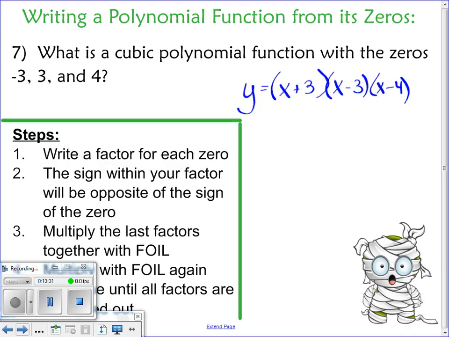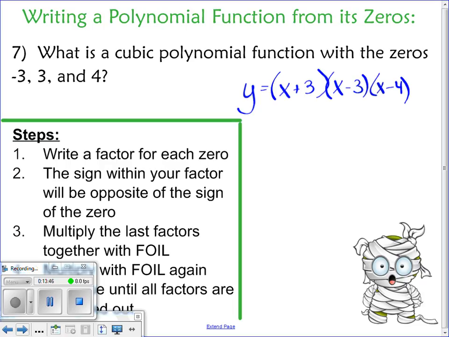So first thing, step 1, write a factor for each zero. The sign within your factor will be the opposite of the sign of the zero. This is exactly what we did. -3 came from here, right? If I set this equal to 0 and solve, x equals -3. So we're just writing these back out.